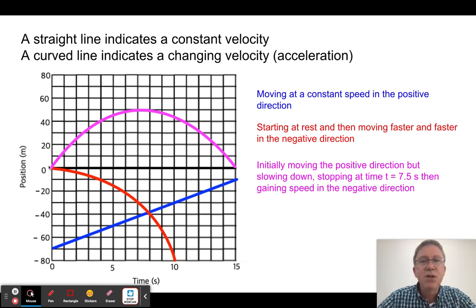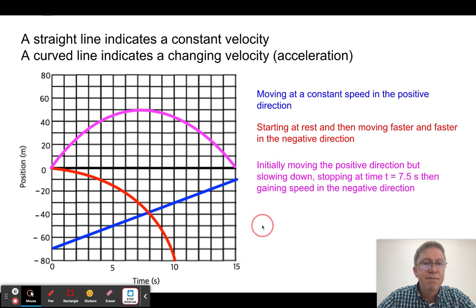Now, if I look at this magenta one here, it starts off moving fairly quickly in the positive direction, but its slope is getting less and less steep. In fact, it reaches a slope of 0 at 7.5 seconds. So I know it momentarily stopped moving. It was at rest momentarily at time t equals 7.5 seconds, and then it began picking up speed in the negative direction.